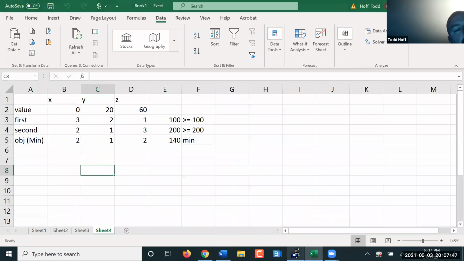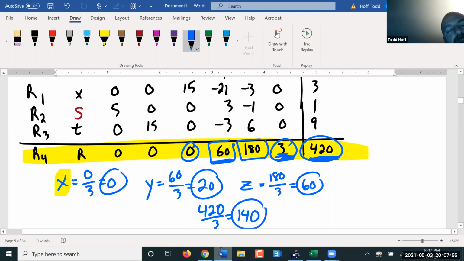Now, if I go back to Excel, we'll see, yes, it was 0, 20, and 60 for X, Y, and Z, and 140 was our minimized value. So the duality does allow us to solve that, but you can see that took 20 minutes, whereas punching it into Excel took 4 or 5.